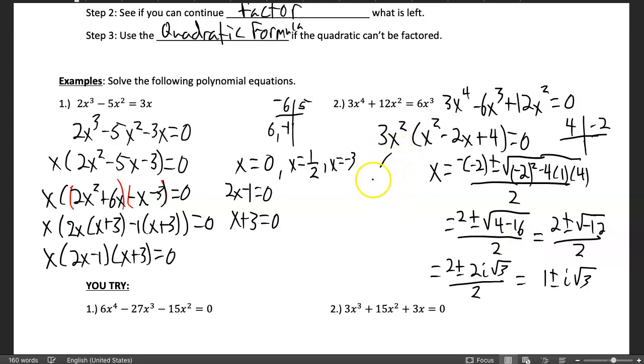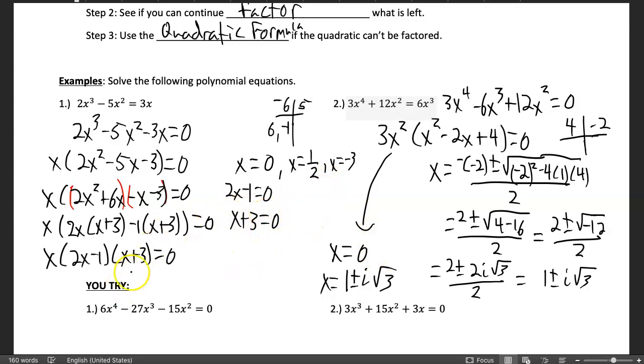And our last two solutions, coming from down here, we'll get x is equal to 0. Because if we substitute this in, 3x squared is equal to 0, we get x is equal to 0. And we get x is equal to 1 plus or minus i root 3.